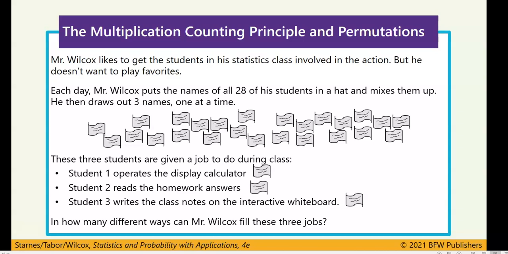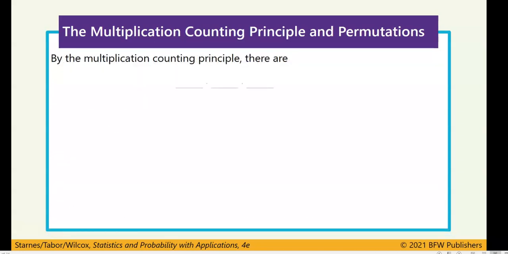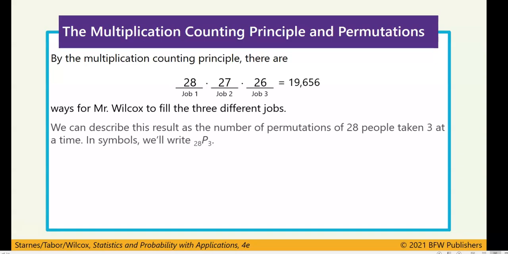Once you've chosen one person, there's no option for them to do the other job. There are 28 students in the class, so you do 28 times 27 times 26. You're choosing 3 things, 3 events happening there, and you just use the multiplication counting principle again. That's not 28 factorial, which would be a really big number. You're limiting it to just the first 3 having jobs. Not everybody has a job.